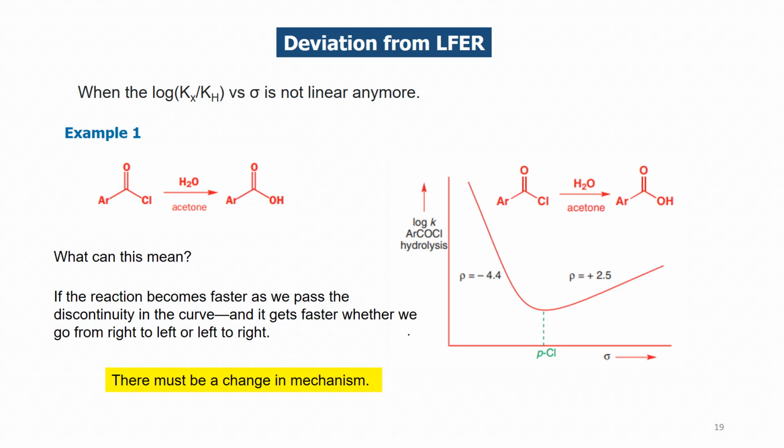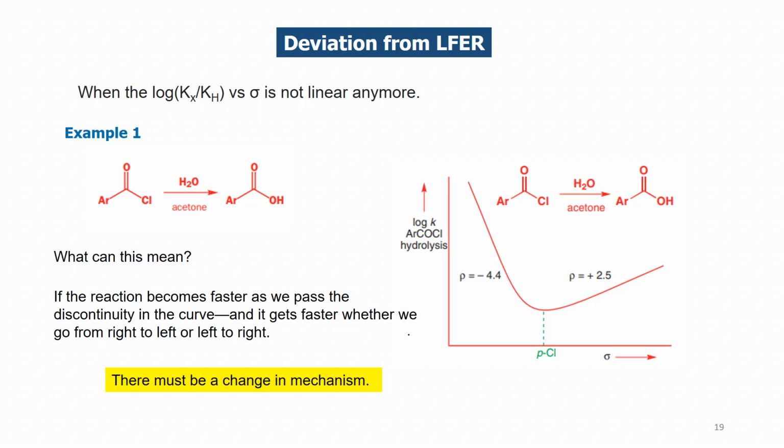So the next topic is deviation for linear free energy relation. As you know from Hammett principle, log k by k0 equals sigma rho. By plotting log k by k0 versus sigma, we get a straight line, and from the slope of that line we get the rho value. Now there are some reactions where, if we look into the experimental values, there is a deviation in the linearity of the line. That is, the line is not straight throughout the process.